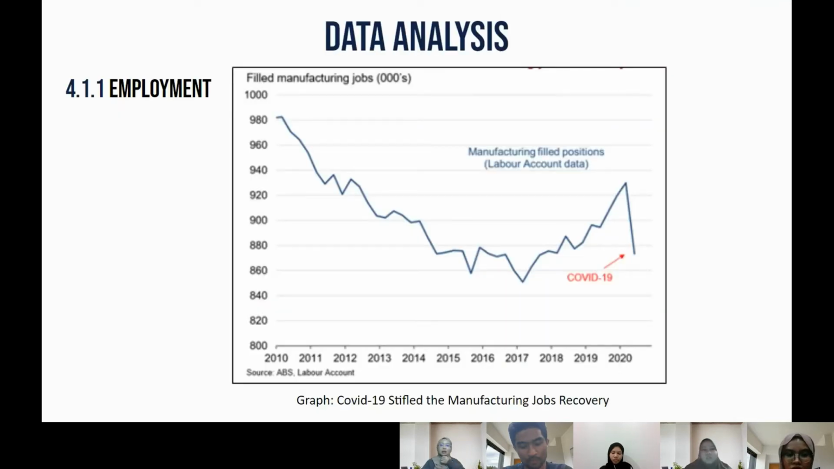So the first one is the impact on the manufacturing industry in terms of employment. Here, based on the graph of COVID-19 stifled manufacturing jobs recovery, as you can see, in the second quarter of 2020, there was a decline in jobs recovery. That means employment in the manufacturing industry dropped a lot during COVID-19. They estimated that between the first quarter and the second quarter of 2020, manufacturing lost on average 50,000 jobs, according to this graph, which is equivalent to the number of jobs that were recovered during 2015 to 2020.